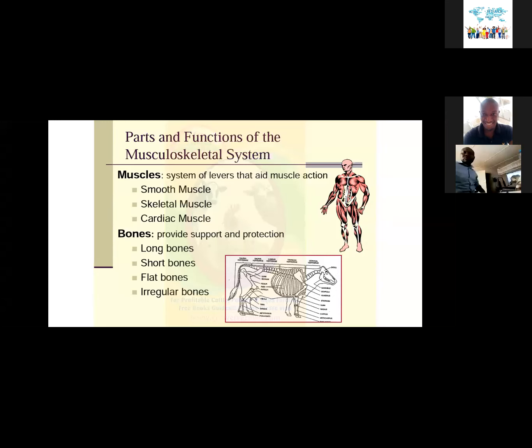Then we've got the bones. These bones provide support and protection. We've got long bones, which are mostly in the hind and forelimbs of the animal. We've got short bones, which are mostly connective. We've got flat bones, and we've also got irregular bones. There are all these types of bones that I'm sure we all looked at when we were scrolling through and naming the bones.